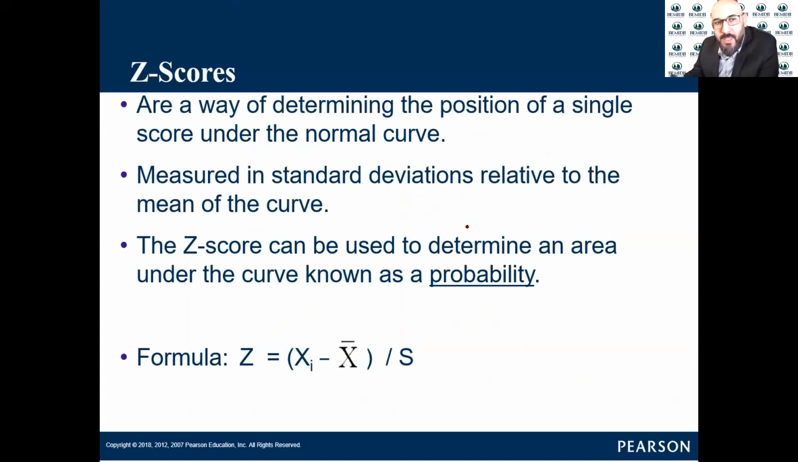Now let's talk about the z-scores. What are z-scores? This is the technique that we use to determine the position of a single score under the normal curve. Again, if we have a normal curve and we need to find a specific score, where's the position of that score, we could find it on the normal curve.